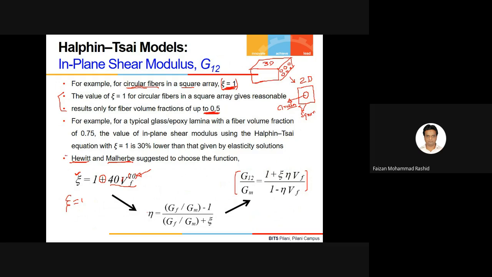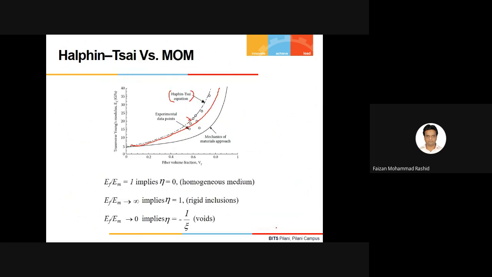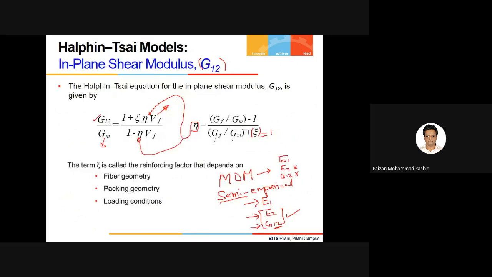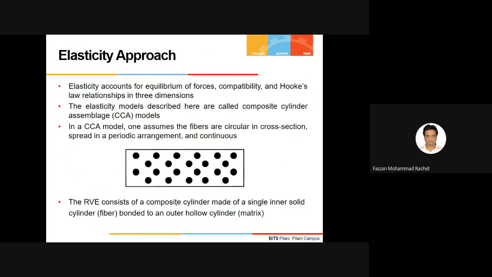So, I am putting only one of the modifications by one of the authors. If you search in the literature, you will find a lot of modifications and different approaches people have developed in the semi-empirical domain to find the values of E2 and G12. But this was in standard books. Most of the books will write only about the Halpin-Tsai and Hewitt and Malherbe suggestions, so I have put that here for you. Now, the elasticity approach.